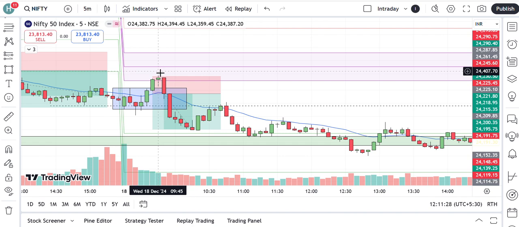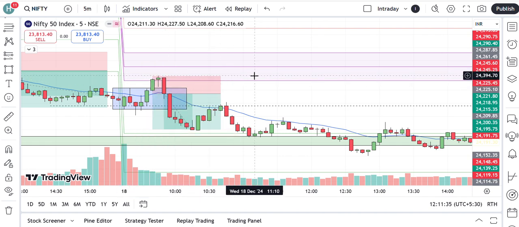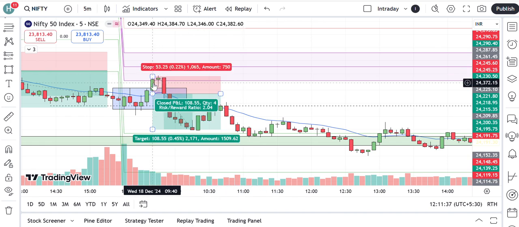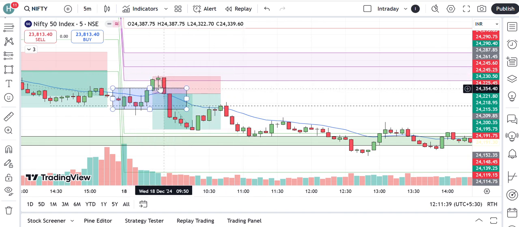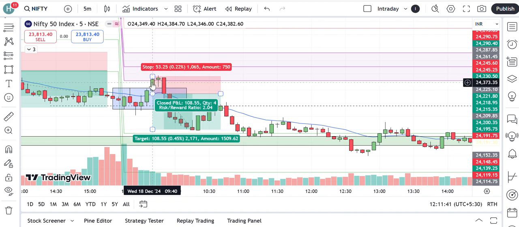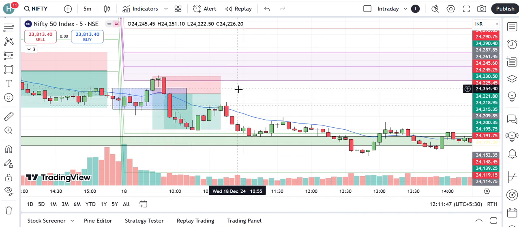There is much less probability that it will go up. So a person like me, who believes in the CPR setup, will wait for reversal. And it's not that it will reverse and I will go short on this candle only, no. Unless the market gives you confirmation, no entry. There has to be a confirmation from the market.